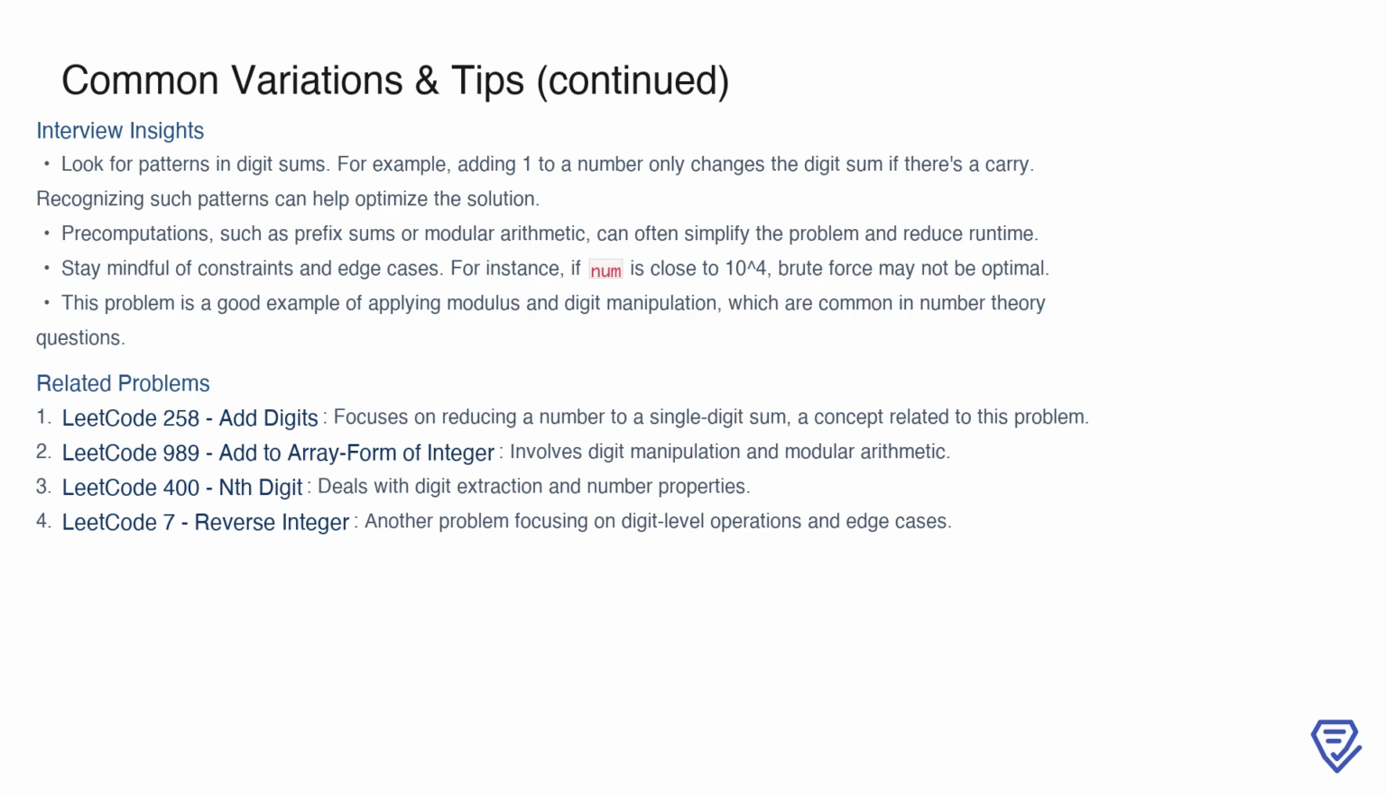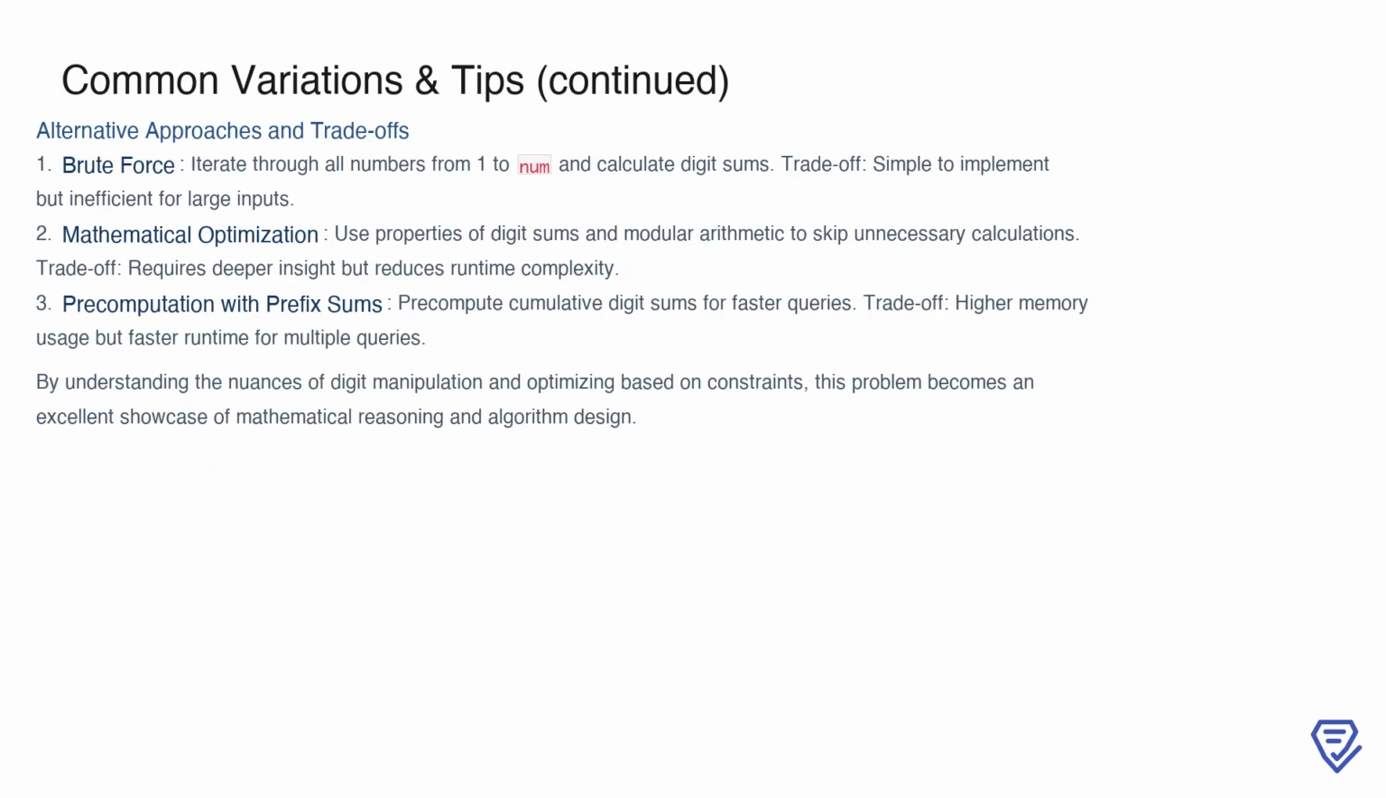If you want to practice related concepts, you can explore problems like LeetCode 258, which focuses on reducing a number to a single-digit sum, or LeetCode 989, which involves digit manipulation in the context of adding an integer to its array form. Other related challenges include LeetCode 400, which deals with extracting specific digits, and LeetCode 7, which emphasizes edge cases in digit-level operations.